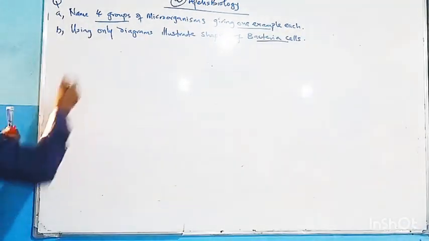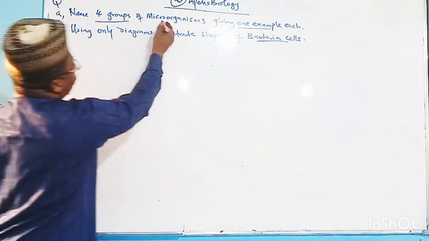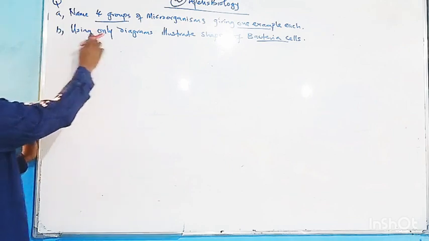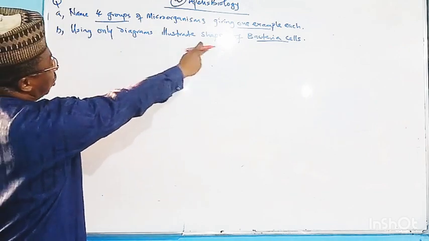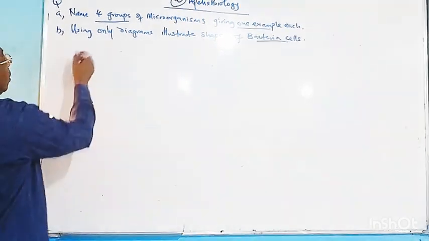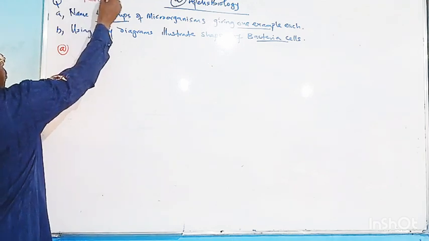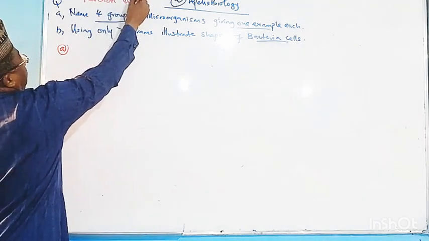It says, name 4 groups of microorganisms, giving one example each, and then, using only labelled diagrams, illustrate the shapes of bacterial cells. Now, the answer to question A, as I said, we're dealing with revision questions, okay?